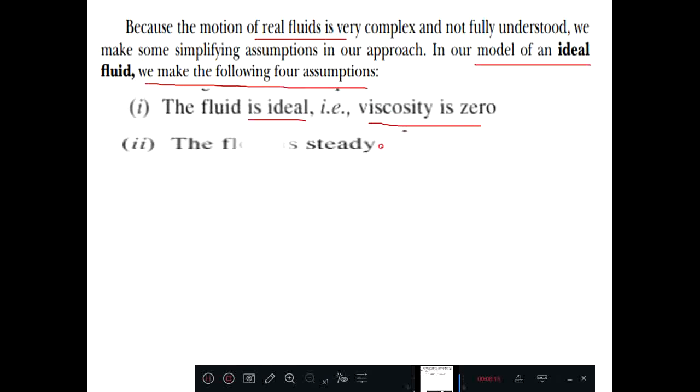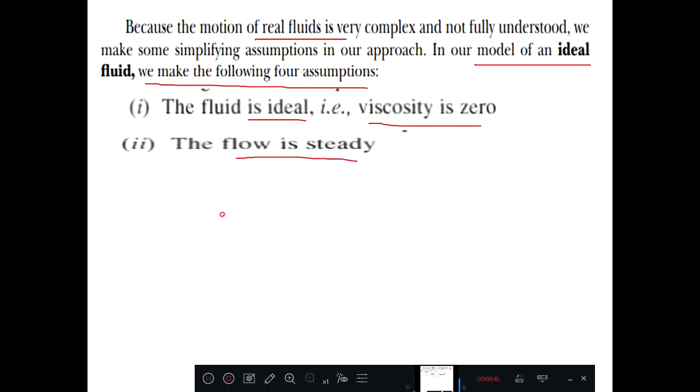The second assumption is the flow is steady. In a steady flow, also called a laminar flow, the velocity of the fluid at each point remains constant. That is what we call a steady flow. It is just an assumption, but practically it is not possible. For analysis purposes, we are making certain assumptions here.